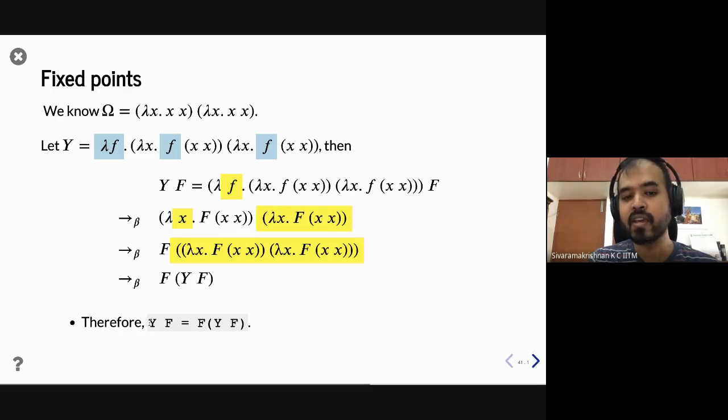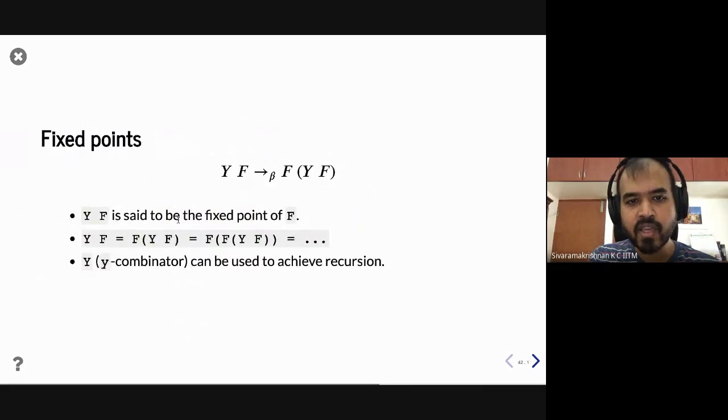So this YF is said to be the fixed point of f, because for any f, I can always create a YF because I know what a Y combinator is, and I don't assume anything about the structure of f in the Y combinator application. Given any f, I can always create a YF which behaves as this equation describes: if you apply f to YF, it's the same as YF.